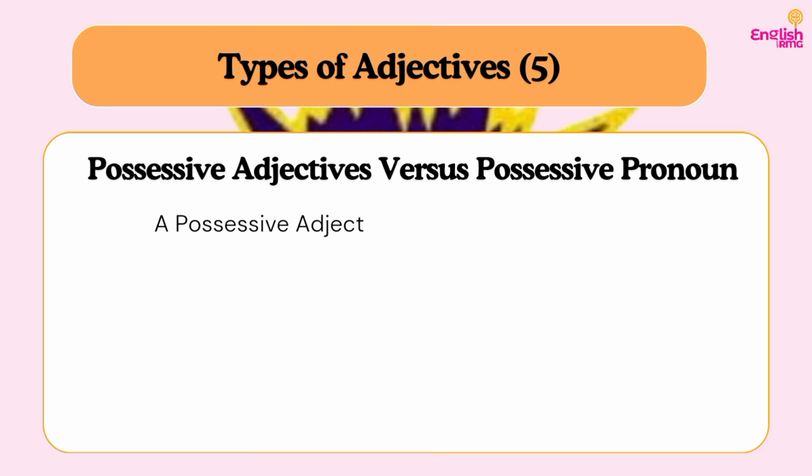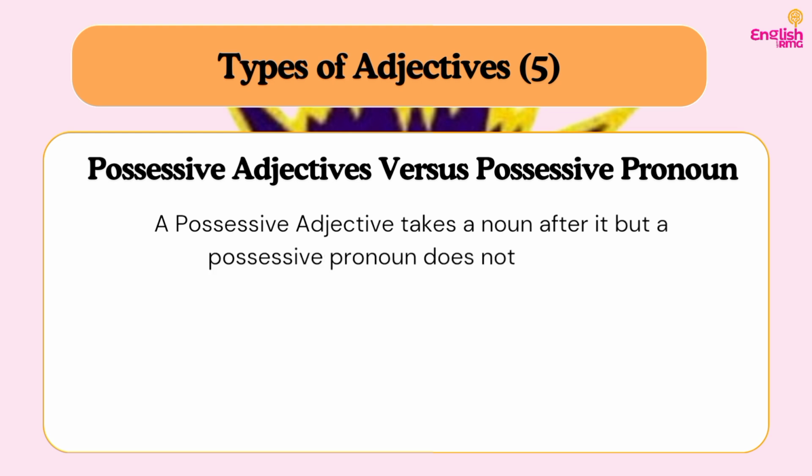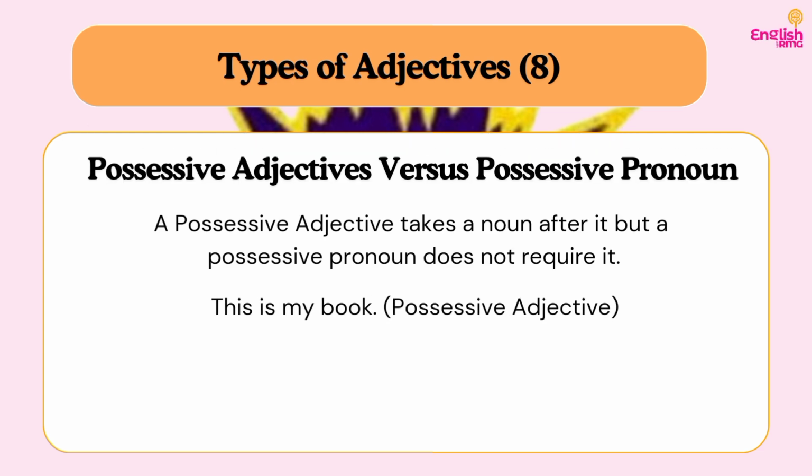Do you understand? So one thing I also need you to note for possessive adjective is that it is quite different from possessive pronoun. And I wouldn't like you to mix them up. A possessive adjective takes a noun after it, but a possessive pronoun does not require it. That is, it is compulsory for you to have a noun after a possessive adjective. But after a possessive pronoun, a noun is not needed. So, for example, we have this is my book. You cannot just stop at my by saying this is my. Your listener is going to know that that sentence is not complete.